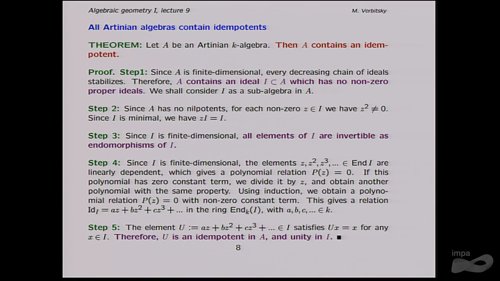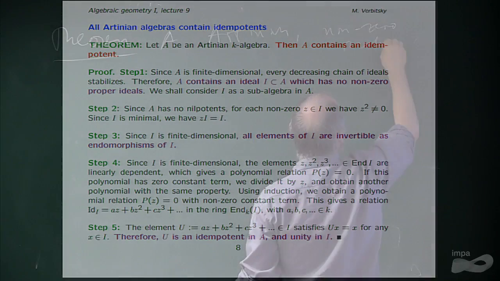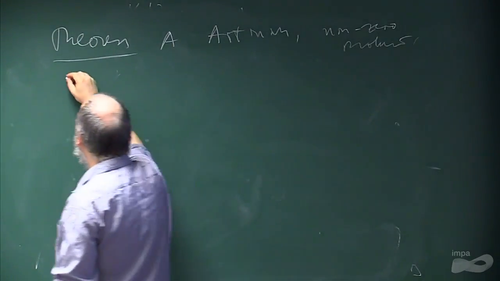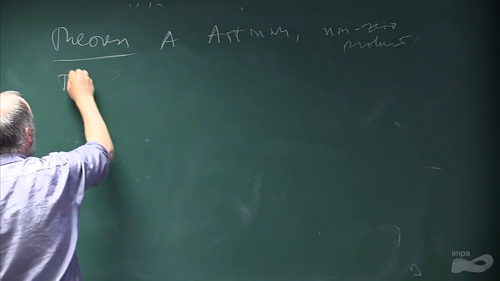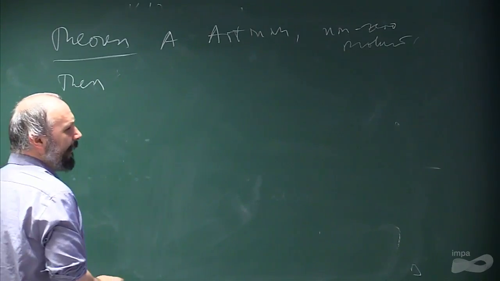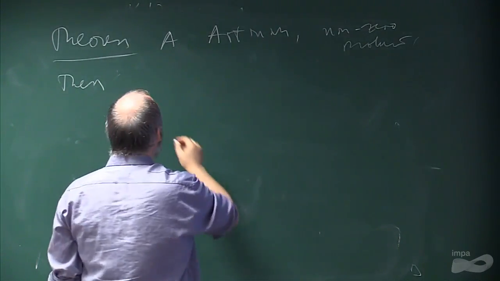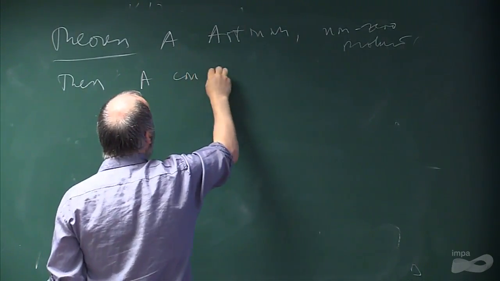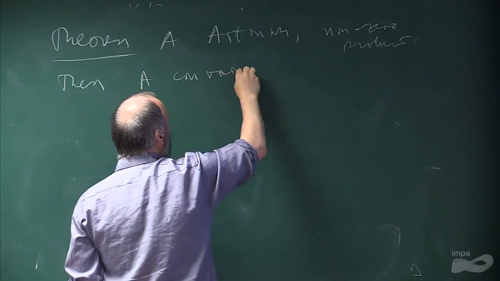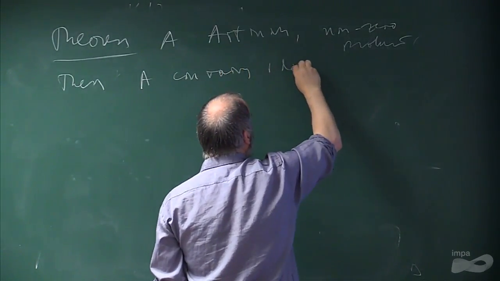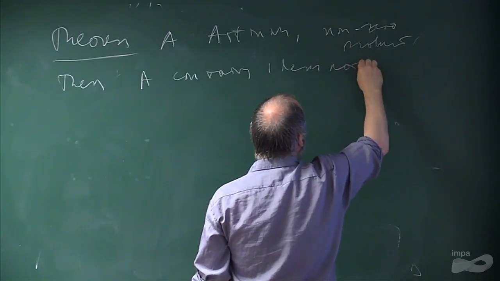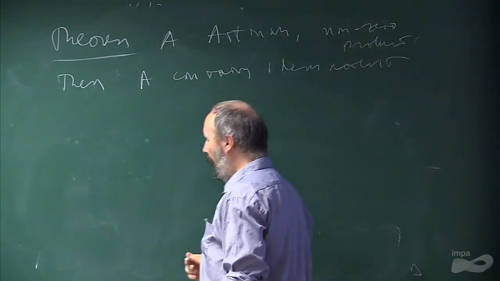Let A be Artinian with non-zero product. Then A contains an idempotent. Proof.